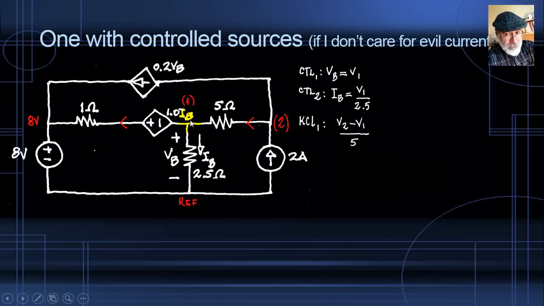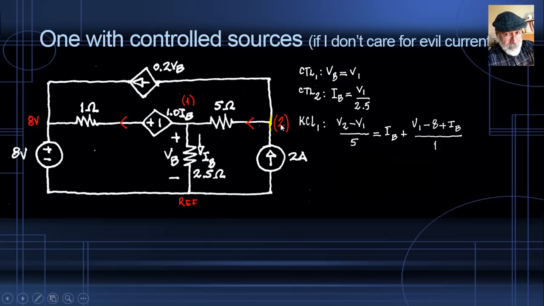KCL for node number 1. Currents entering the node: only one, from the top left, (V2 minus V1) over 5. Currents leaving: IB at the bottom, and this one, which is an RV branch, (V1 minus 8 plus the value of the source, 1.0 times IB), all of that divided by 1 ohm. That is KCL for node number 1. Slow down or freeze the video and check the equations.